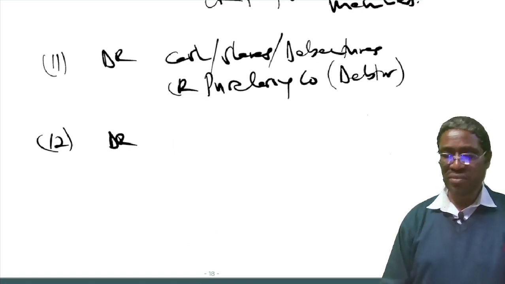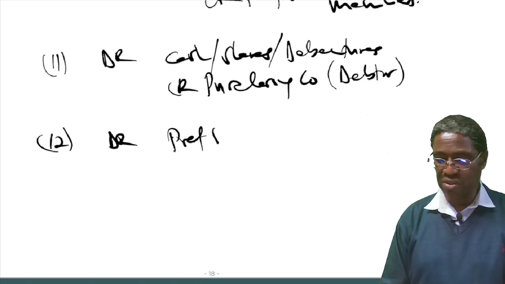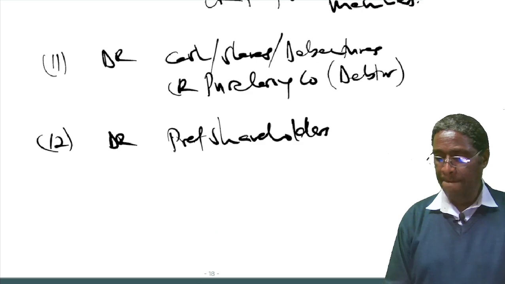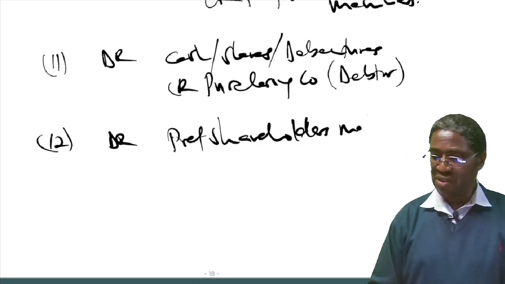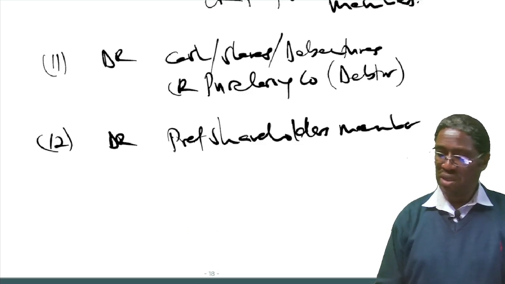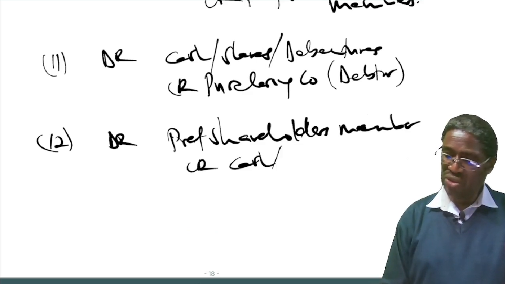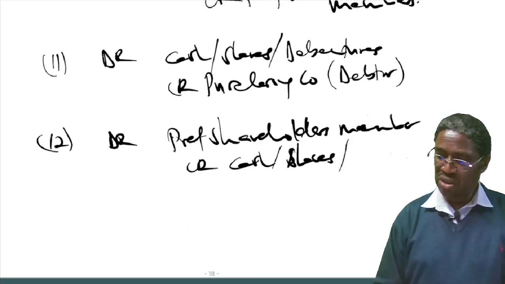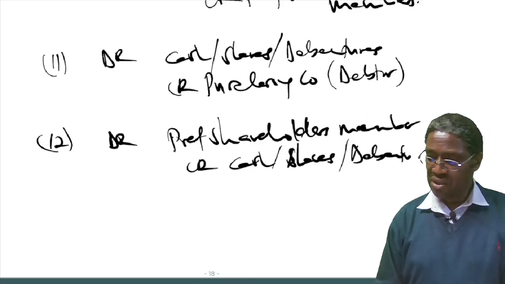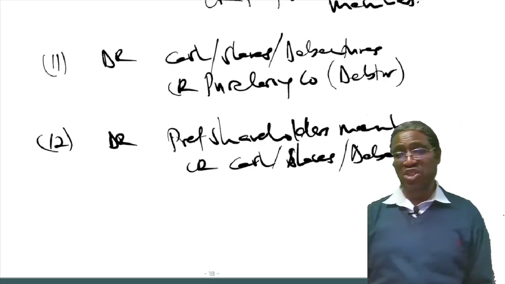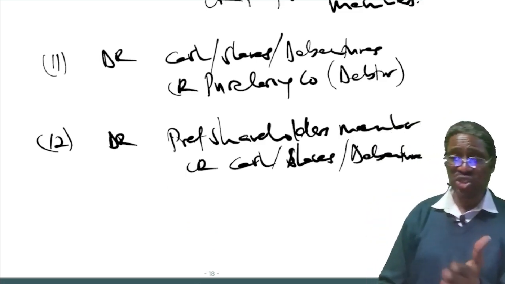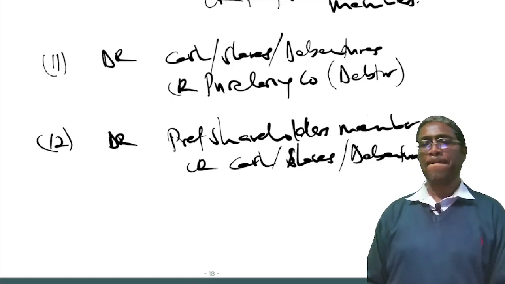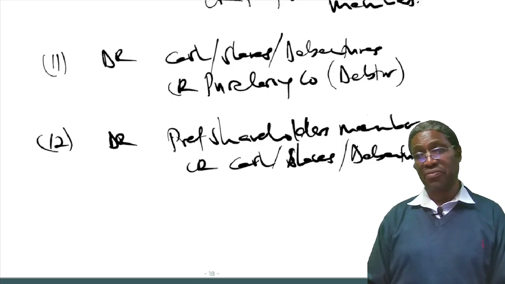Debit preference shareholders members, credit cash, stroke shares, stroke debentures. That's our step number 12.